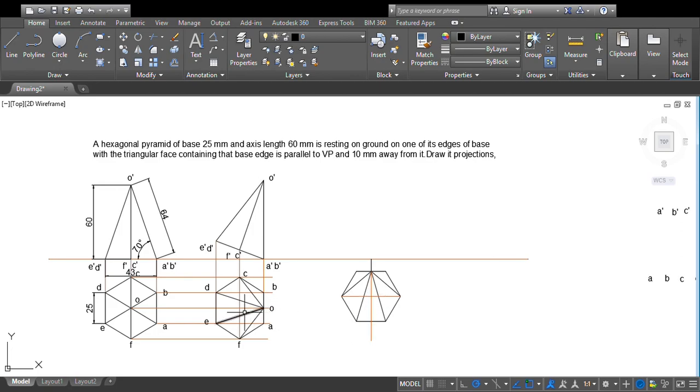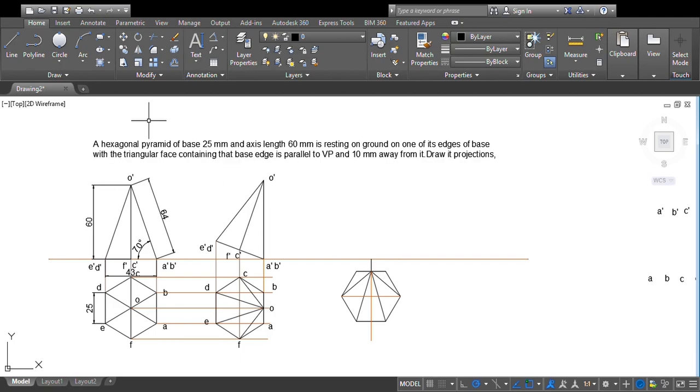Okay, now from this point you mark this dimension and this dimension towards left and right. This is the distance from O to C, the shortest distance from O to C, you mark from here to here. And from here to here, again from this point to D, you mark the dimension on this side and this side. You can connect that and you get the top view of that object. So basically you are just turning it 90 degrees.